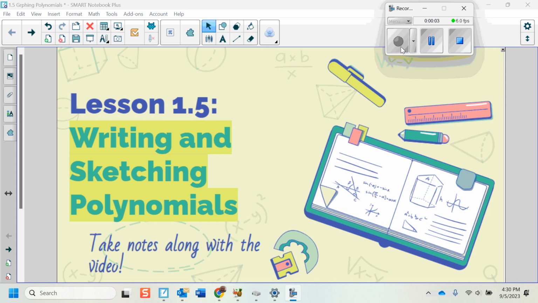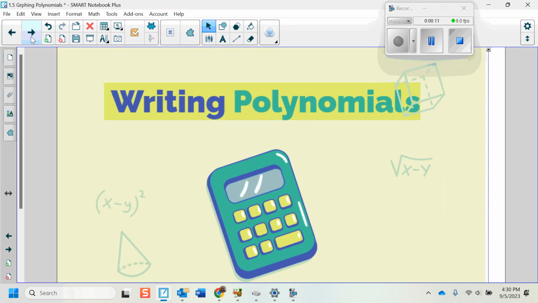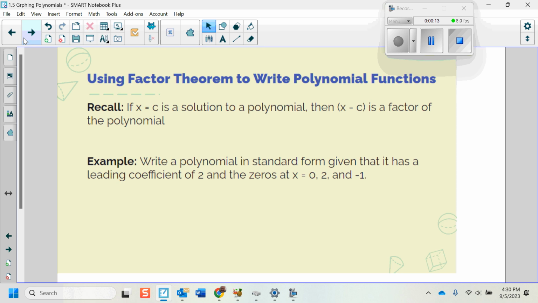We're going to go ahead and cover lesson 1.5. The first video will be talking about writing polynomials, and the second one will be more specifically sketching polynomials. So, writing polynomials. If x minus c is a solution to the polynomial, then x minus c is a factor of the polynomial.